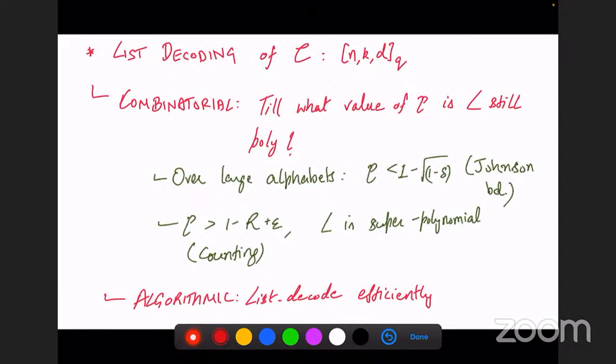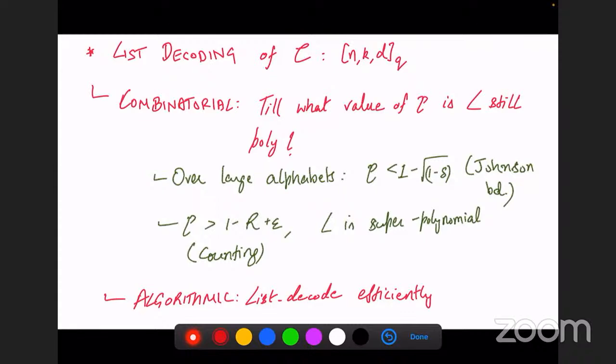For unique decoding, the good thing was that as long as the radius of the ball was delta by 2, you knew that only a single codeword can enter the ball. But if rho exceeds delta by 2, we would like to still keep the number of codewords inside the ball small. On the combinatorial front, we know that over large alphabets it is indeed possible to do slightly better than delta by 2, which is this bound 1 minus square root of 1 minus delta. This is a famous bound known as the Johnson bound.